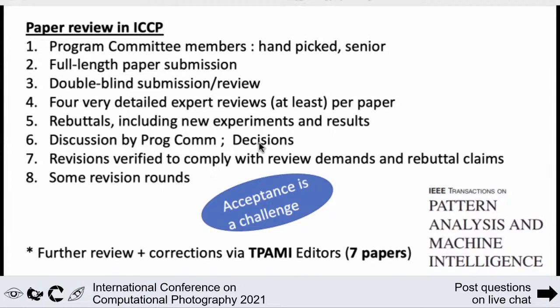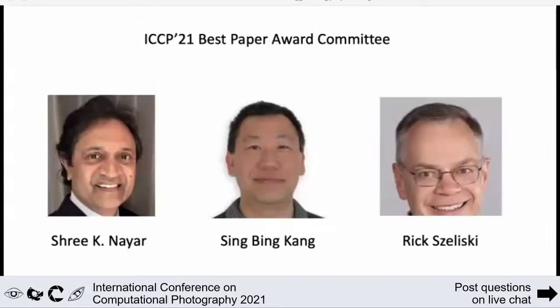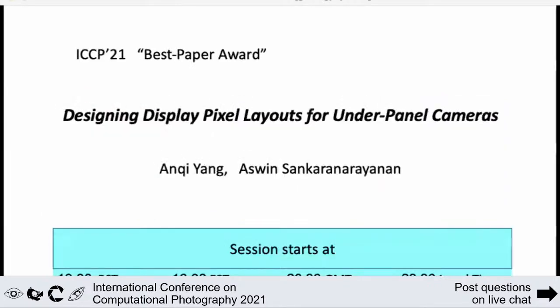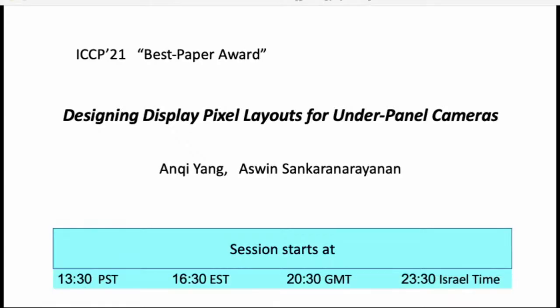We also had a best paper award committee: Sri Nair, Sing Bing Kang, and Rick Szeliski were very kind to select the best paper awards. You saw the best paper runner-up earlier today, and I just wanted to announce again that the best paper award went to Designing Display Pixel Layouts for Under-Panel Cameras. This is Anqi Yang and Aswin Sankaranarayanan, and their presentation is in the 4:30 session today. For all of you listening in, please hang in there till the last session. We're really excited to have all these great papers coming up for the rest of the day.